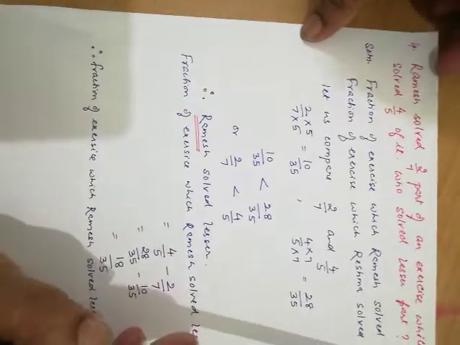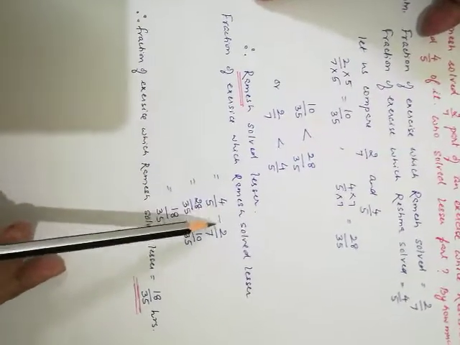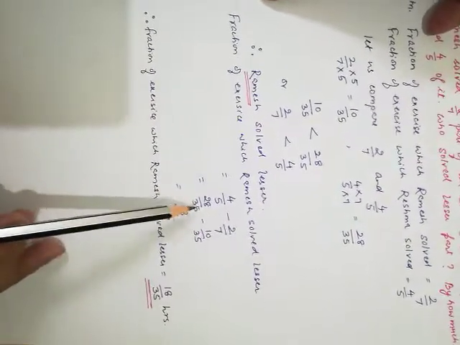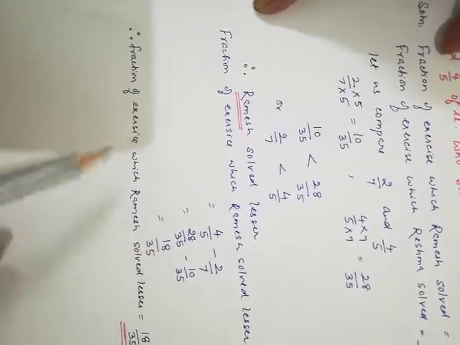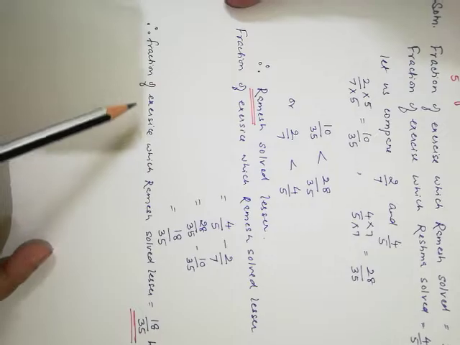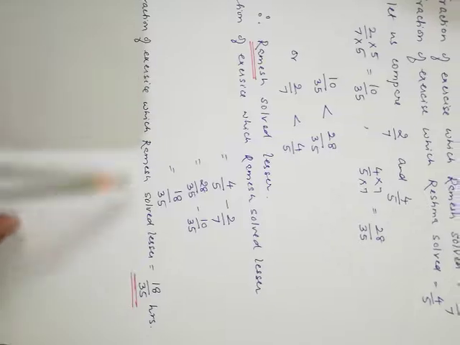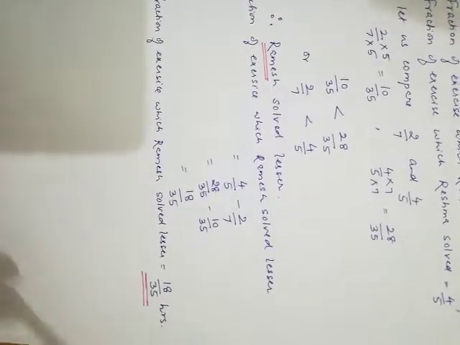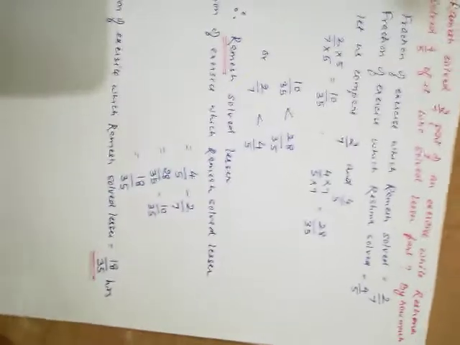Then how much? Our question is by how much lesser. The fraction of the exercise which Ramesh solved lesser is the bigger number, that is Reshma's, minus Ramesh's, that is 2/7. Change it into equivalent fractions, subtract it, and you will get 18/35. This is already a proper fraction, 18/35. So the fraction of the exercise which Ramesh solved lesser is 18/35. This final sentence you have to write. Then only you will get full marks. If you directly subtract, there are no marks for such statement questions. Such questions will come for more marks.